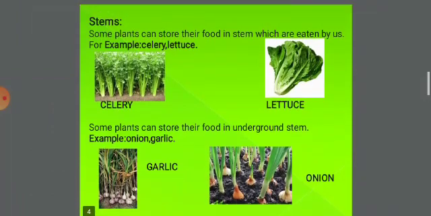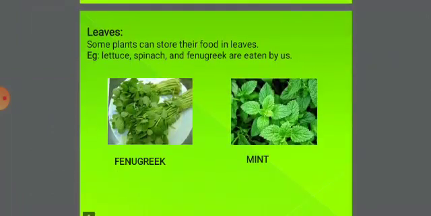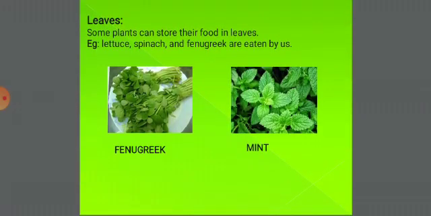The next one is leaf. Some plants can store their food in the leaves. Leaves of plants such as cabbage, spinach, cauliflower, broccoli, fenugreek, etc. These are all the leaves eaten by us. Some of the leaves which are eaten by us are mint, coriander, curry leaves, like that.